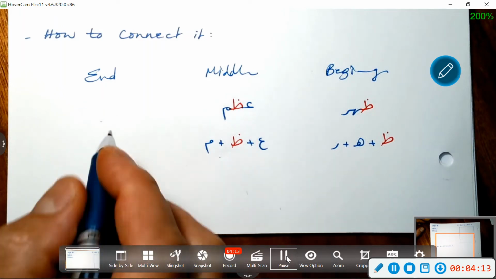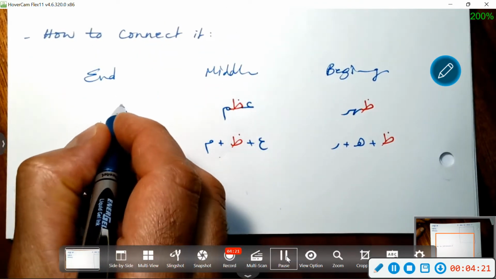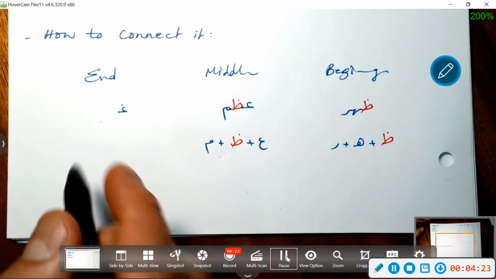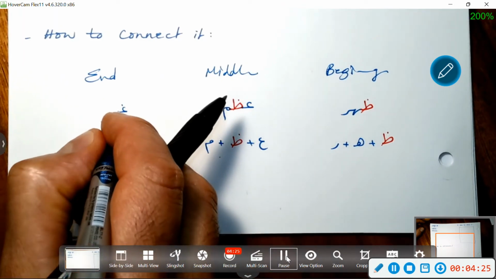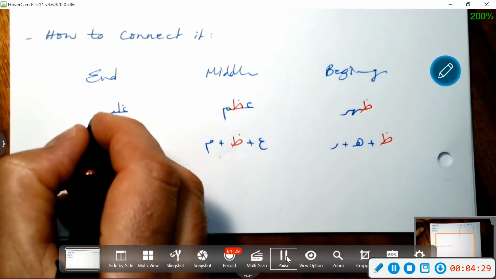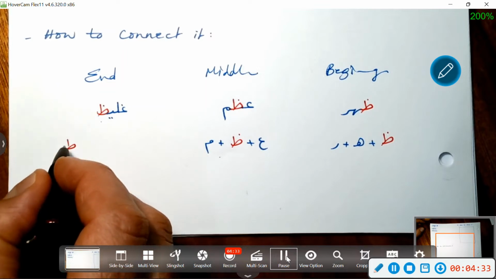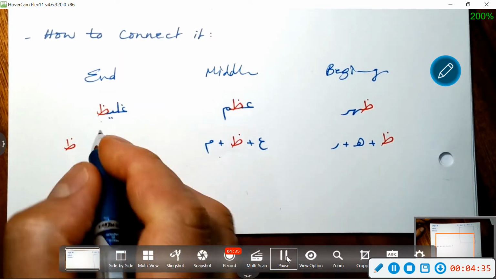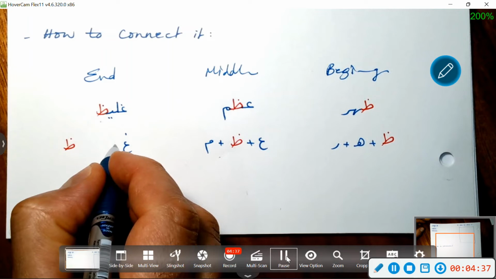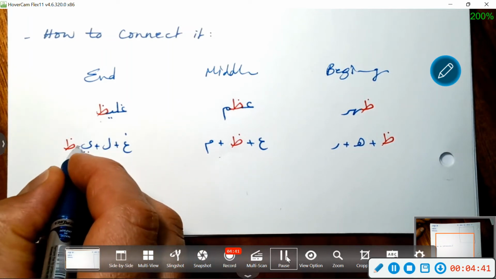At the end, غين, لام, ياء, ض. غليظ. غليظ, غين plus لام plus ياء plus ض.